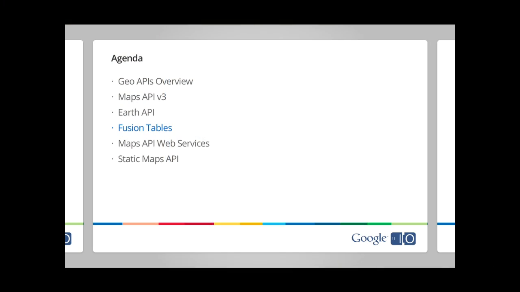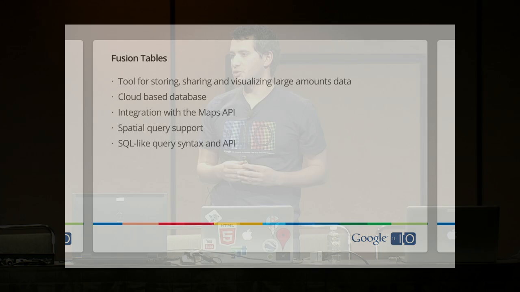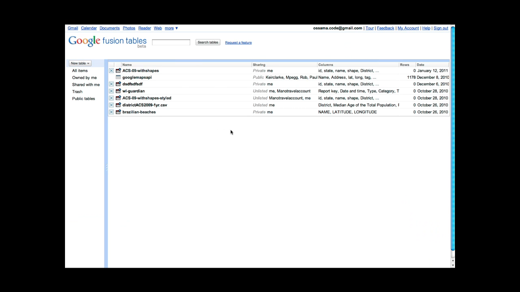And then I want to talk about Fusion Tables. Fusion Tables is basically a tool for storing, collaborating, and sharing large amounts of data. You can think of it as a cloud-based database with tight integration with the Maps API, spatial query support, and a SQL-like query syntax and API. The best way to show you Fusion Tables is to do a quick demo. So here I have Fusion Tables. I have a list of tables that I own, and I'm going to show you two examples.